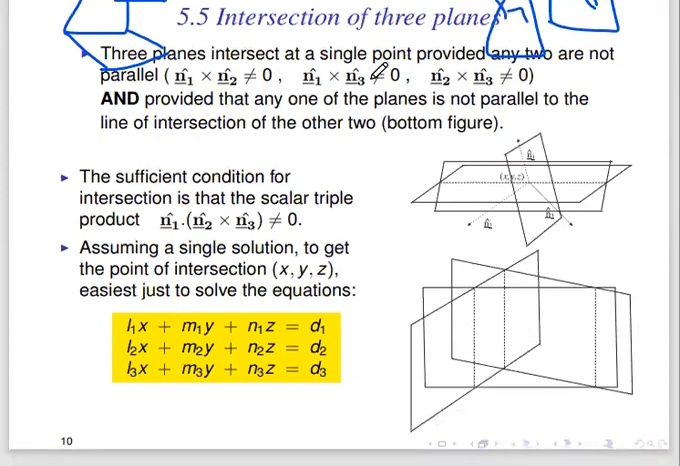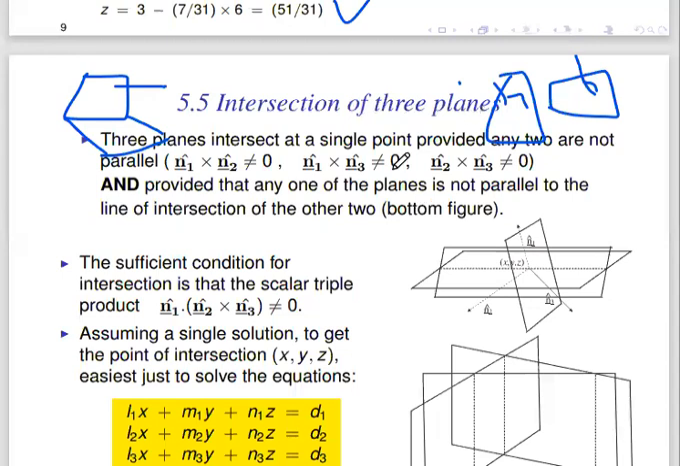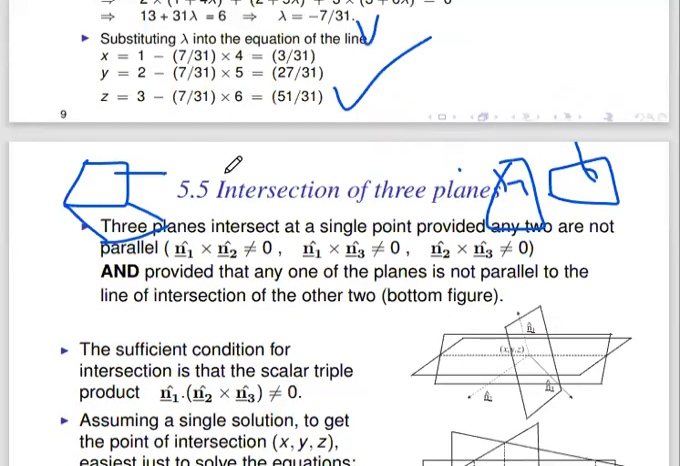This time you are given the equations of three planes. That means you know these n1, n2, n3. You know how to find these n1, n2, n3, right? So you can check whether each of them are parallel or not. Take the cross product. If it is equal to the zero vector, that says these two planes are parallel to each other. But if it is non-zero, then it is not parallel.